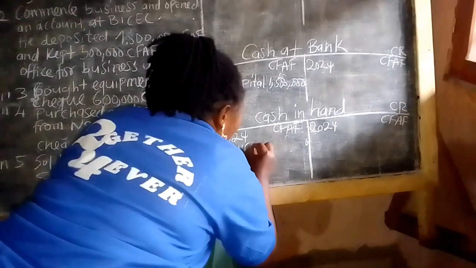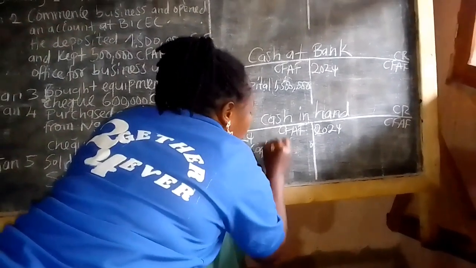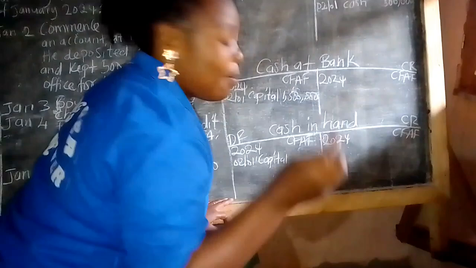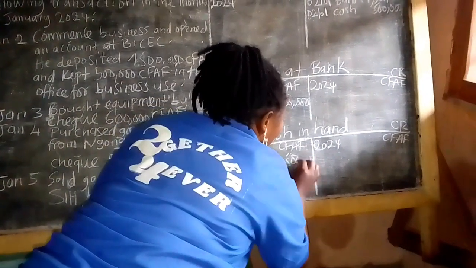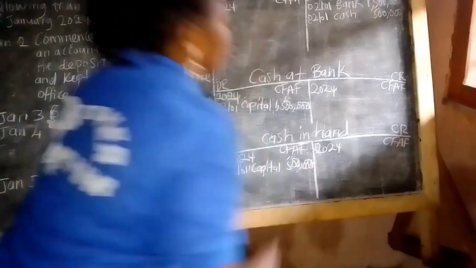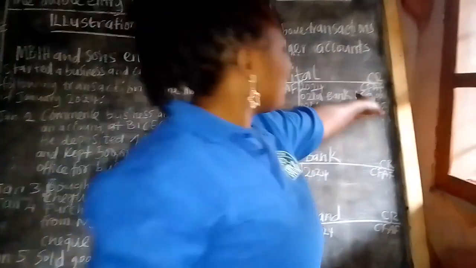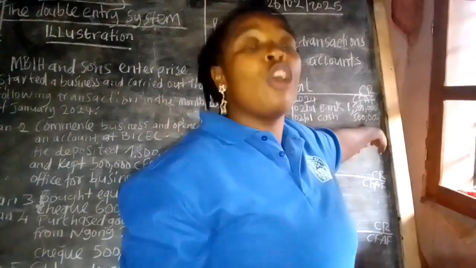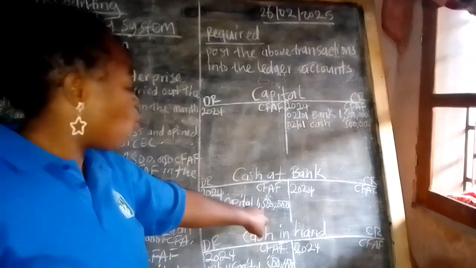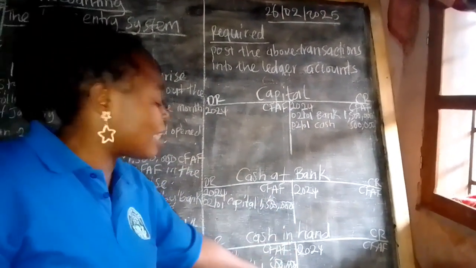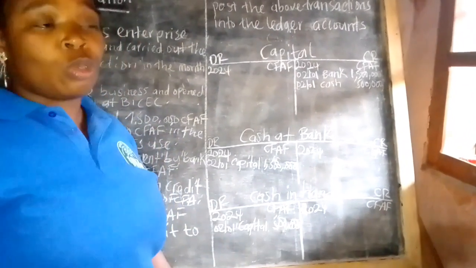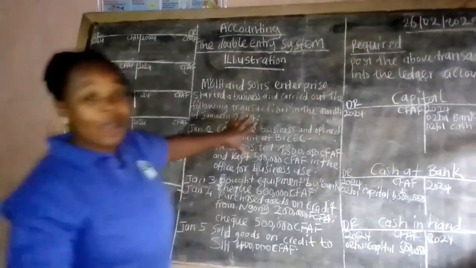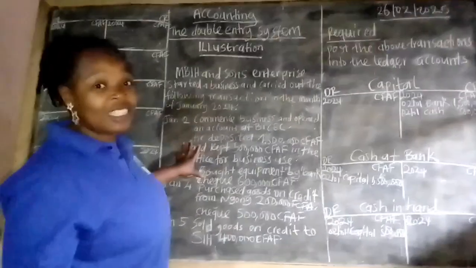We put capital with the same 500,000. So you will see here that if you add this 1,500,000 to 500,000, you have 2 million. And if you add 1,500,000 on the debit side, you have the same 2 million. We are finished with the first transaction.